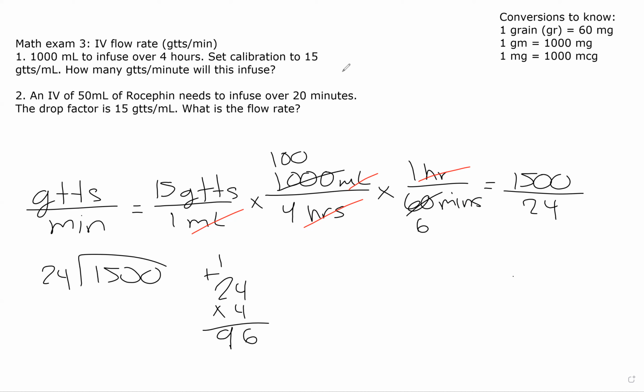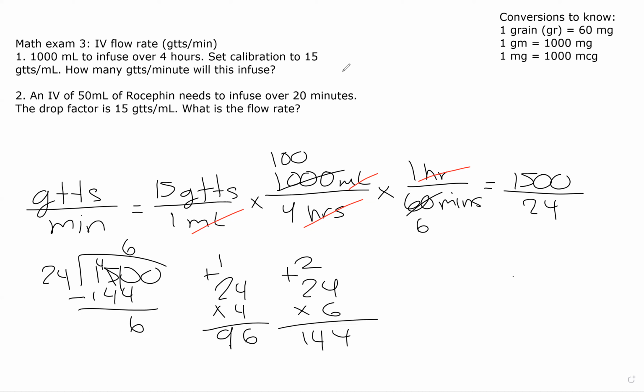So let's go a little bit more. Let's try 24 times 6. 6 times 4 is 24, plus 2 more. 6 times 2 is 12, plus 2 more is 14. So that's about as close as we can get there. When we subtract that, borrow, make that 10. We have 6 left. Bring down that 0.